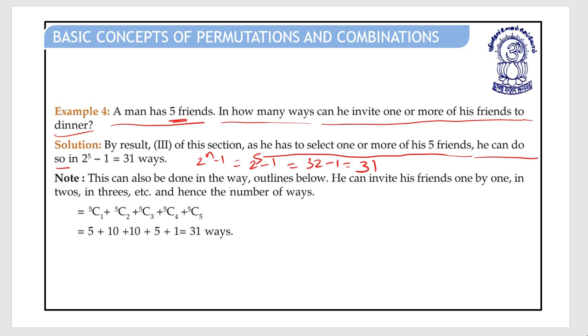This can also be done in the way outlined below. He can invite his friends one at a time, in twos, in threes, etc. And hence the number of ways is 5C1 plus 5C2 plus 5C3 plus 5C4 plus 5C5. So 5 plus 10 plus 10 plus 5 plus 1 is equal to 31 ways.